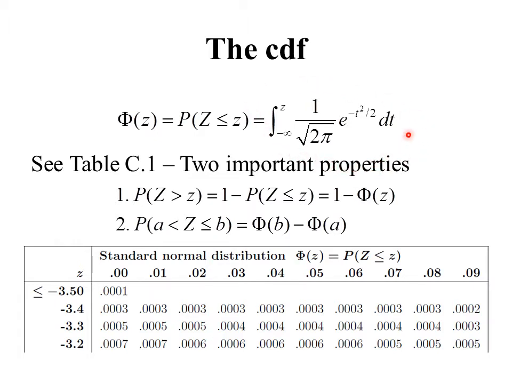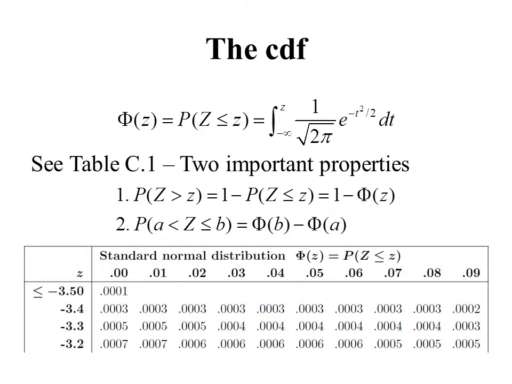The exercises give one way to do it. You could also approximate this definite integral using something like the trapezoid rule from calculus. But we also give values of this CDF in table C1, which is in the appendix. And down here I've given you a portion of this.